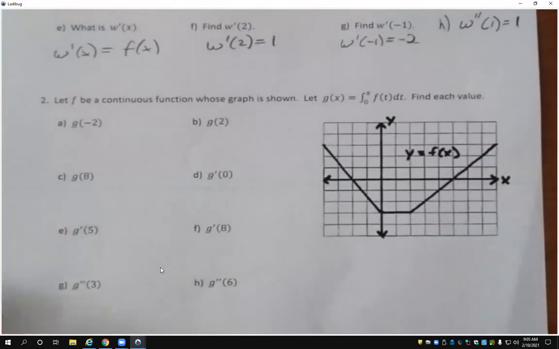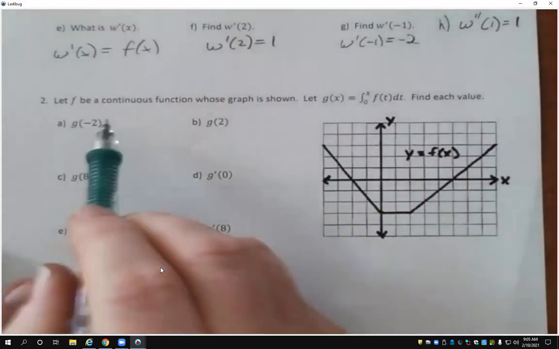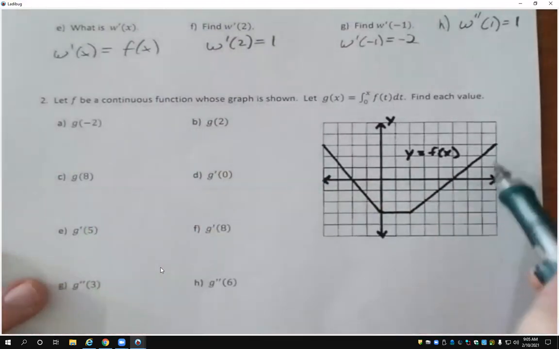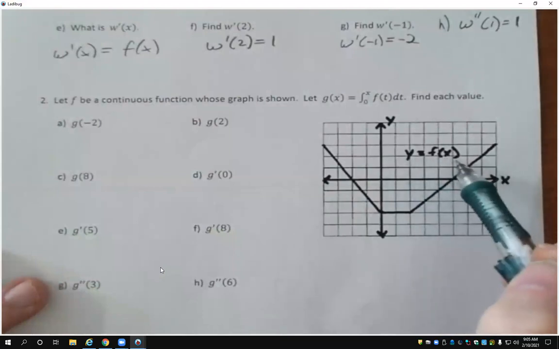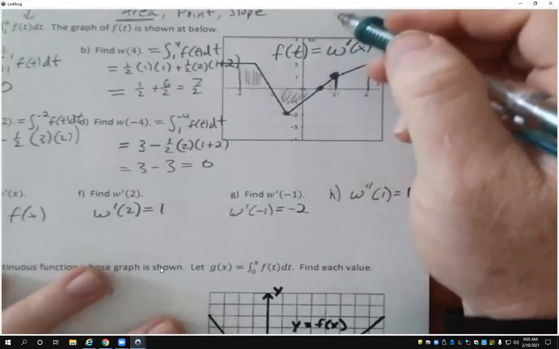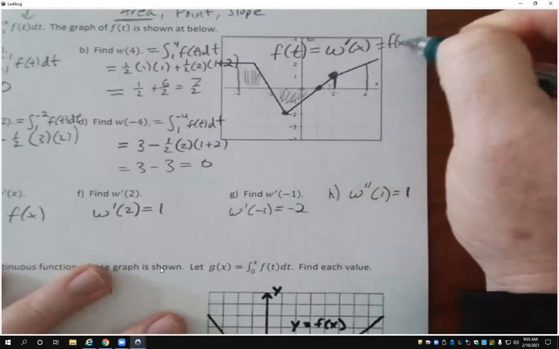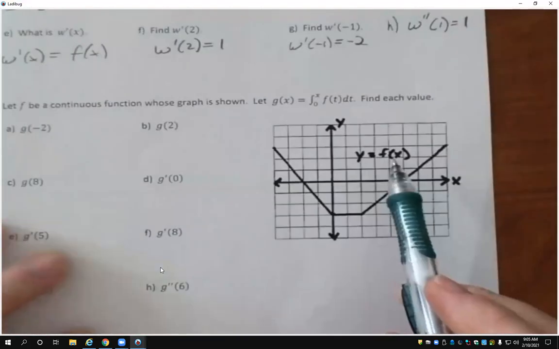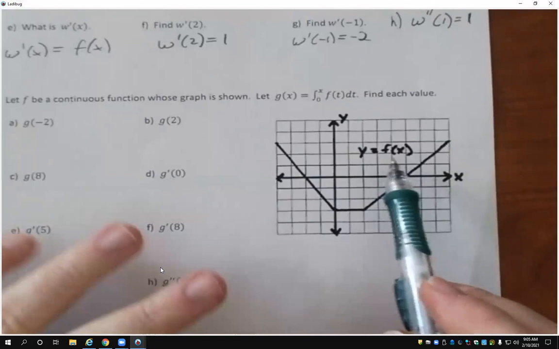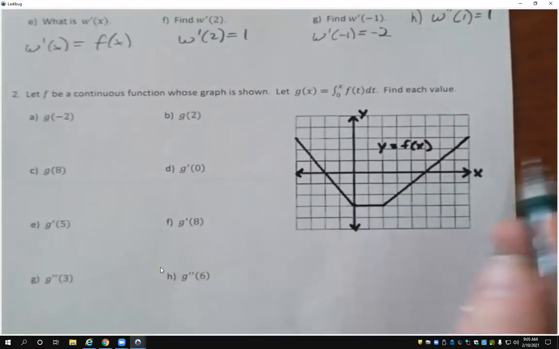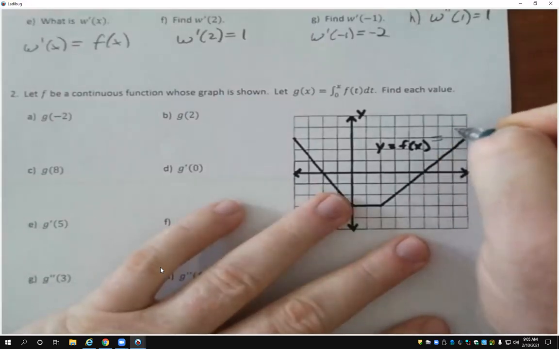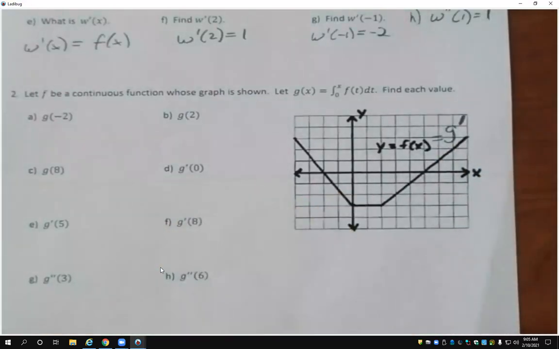Okay, so number 2 is the same thing. We're told that f is a continuous function, and this is the graph of f, which is f of x. By the way, this is also f of x, I just wanted to point that out. So we're given the graph of f of x, and this is also the graph of g prime. I'm going to write that down.